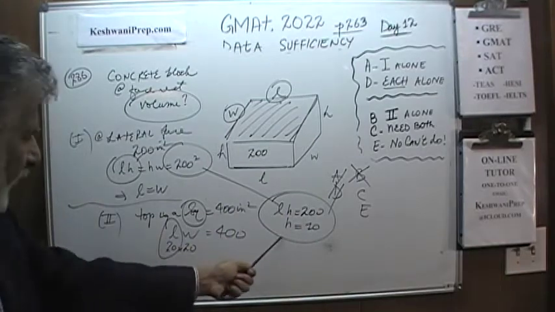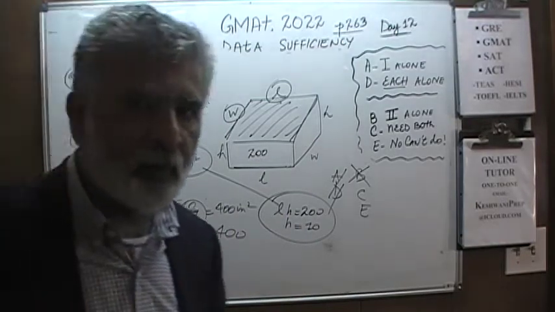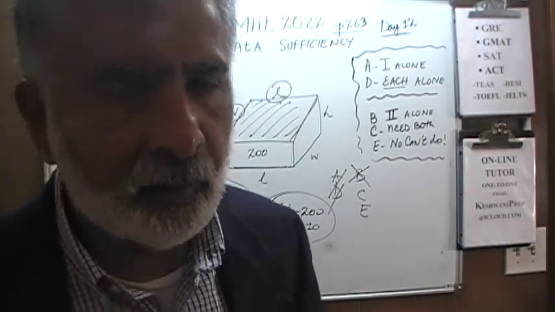There we go. Now we know the height, we know the length, we know the width. We can figure out the volume. It's simply 20 times 20 times 10. The answer is C.